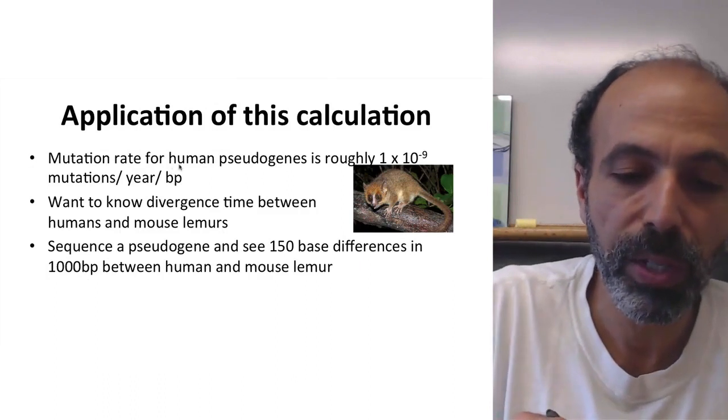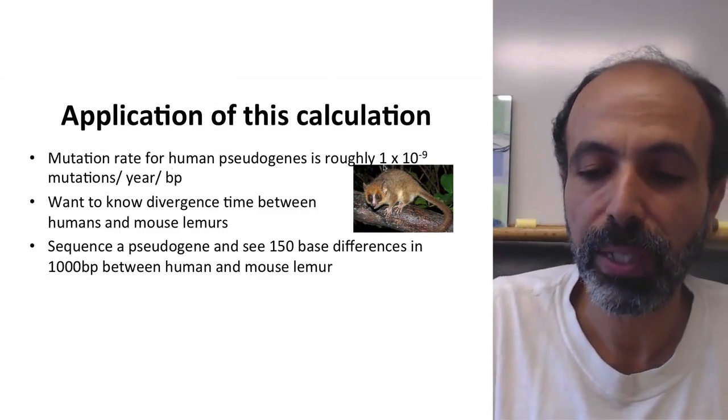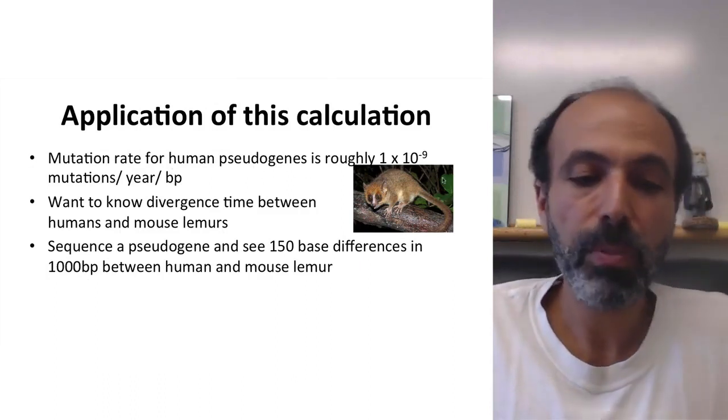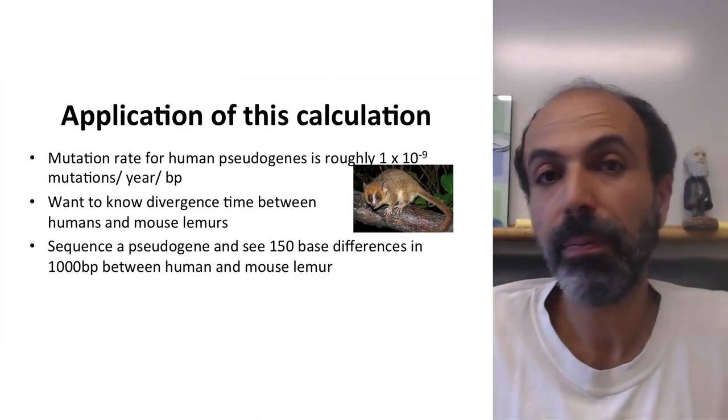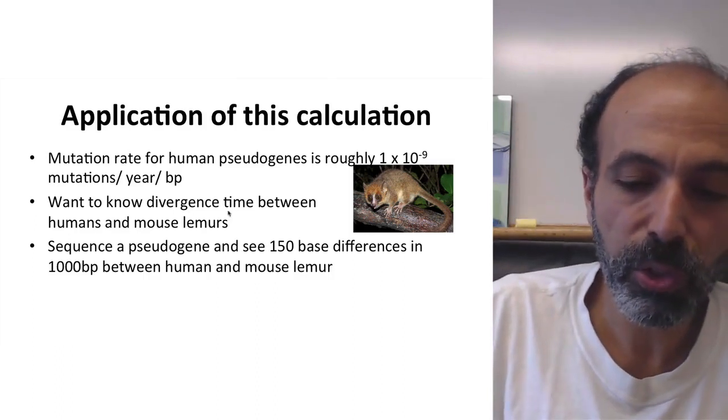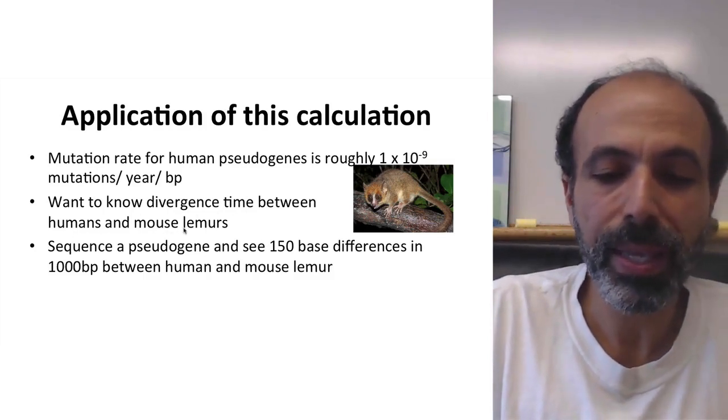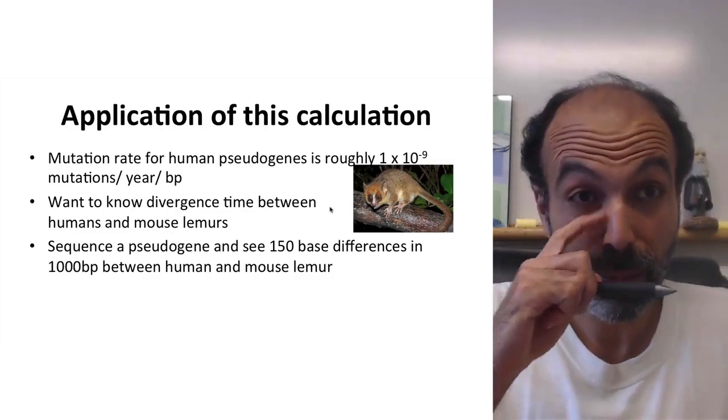Let's say we know the mutation rate for human pseudogenes is roughly 1 times 10 to the minus ninth mutations per year per base pair. Okay? So let's say we want to know the divergence time between humans and mouse lemurs. There's an interesting picture of a mouse lemur over here.